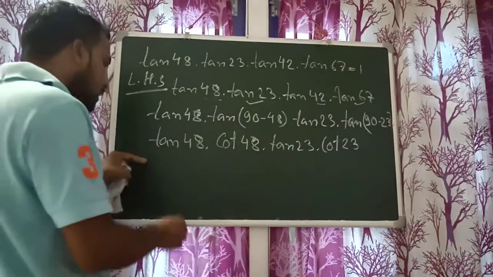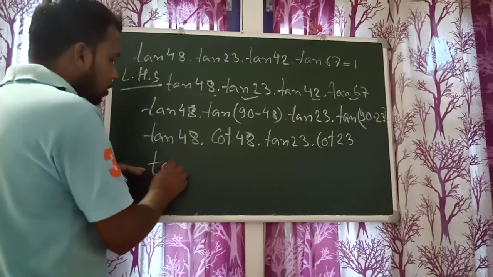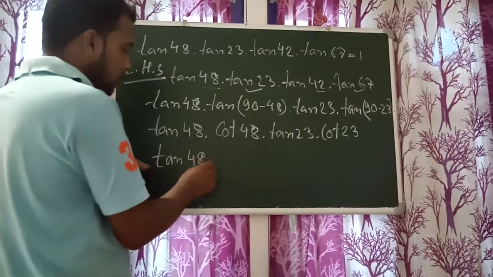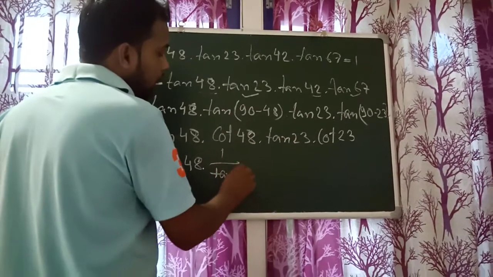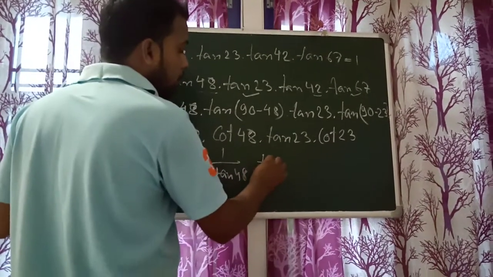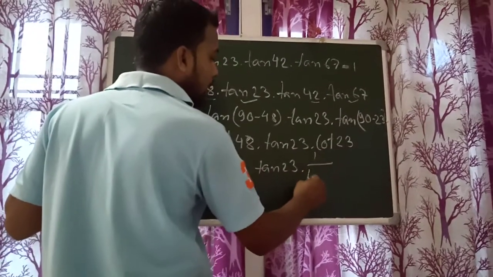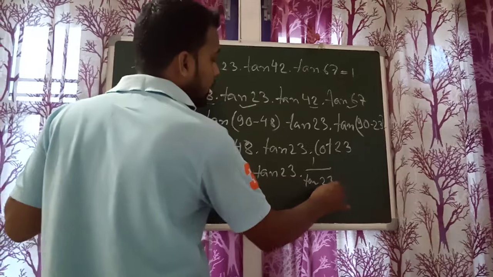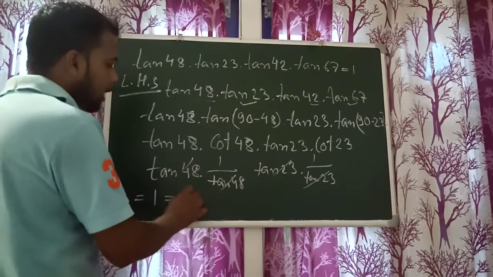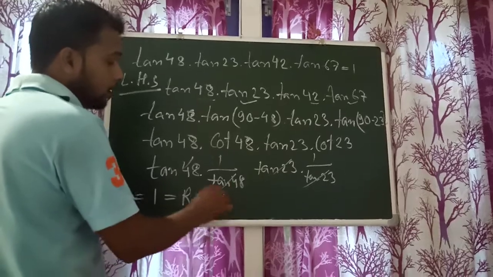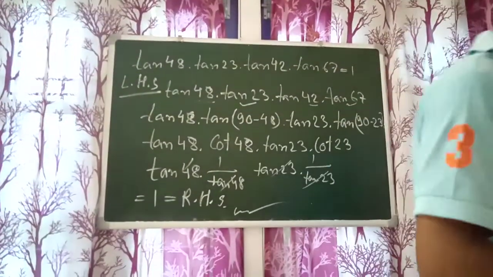Okay. Now again go to here, tan 48 into cot 48, we change it to 1 by tan 48, then tan 23 into cot 23, we change it to 1 by tan 23, then cancel, is equal 1 is equal right hand side. Okay, hence proved. Okay, like this way we have to do only.